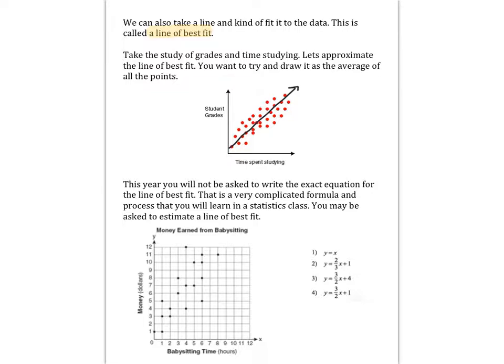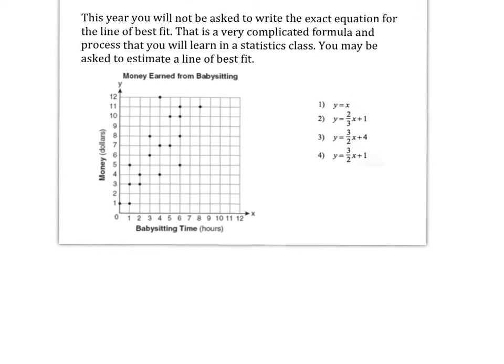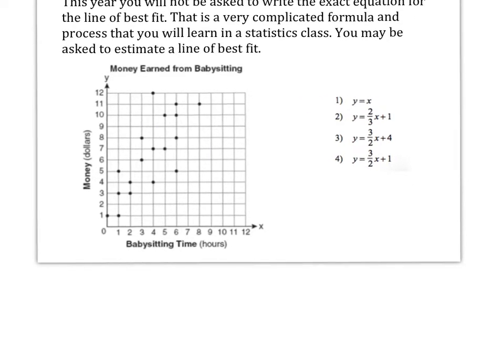Okay, so let's look at an example here of money earned from babysitting. This correlation looks like a positive correlation, which makes sense, right? The more time babysitting, the more money to be made.